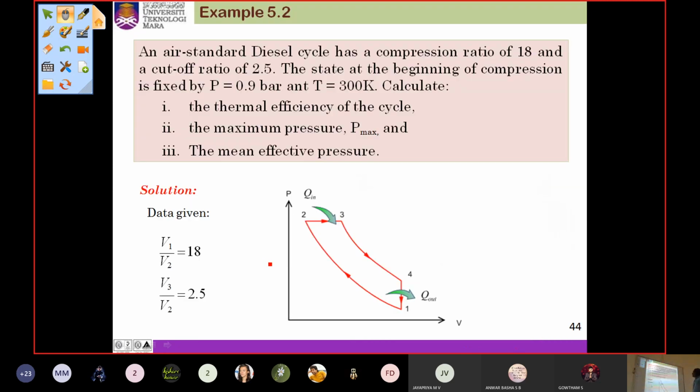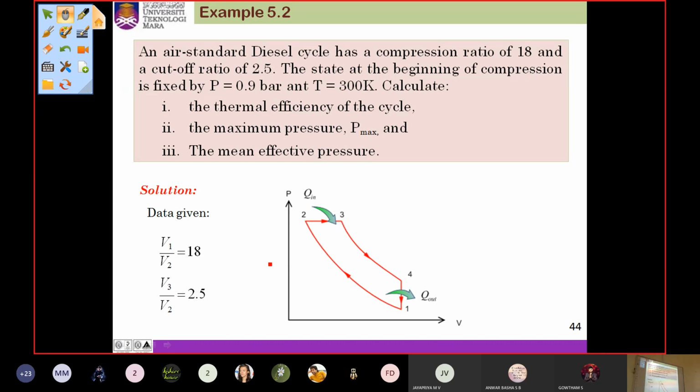Then you can go to the problem. So as usual, the same problem like the Otto cycle. But here the values for the diesel cycle are given, and we know how the diesel cycle will be. Then what are the processes involved in this diesel cycle? If you know the formula, you can get the unknown values. So here we want to calculate. Just go through the problem.